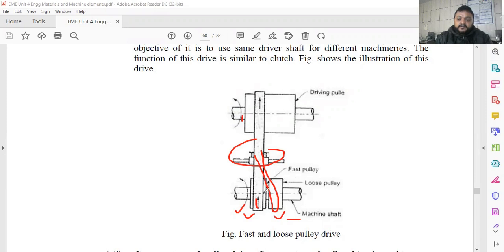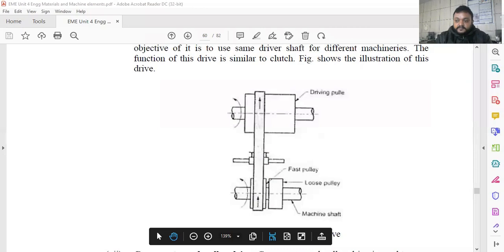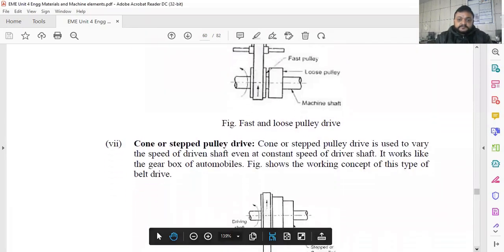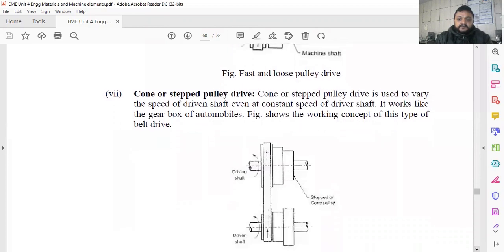And again, when you require power transmission, you have to shift this belt to the fast pulley from the loose pulley. So this is a very simple fast pulley and loose pulley arrangement, in accordance with the performance of the clutch. Also, we have the step pulley.